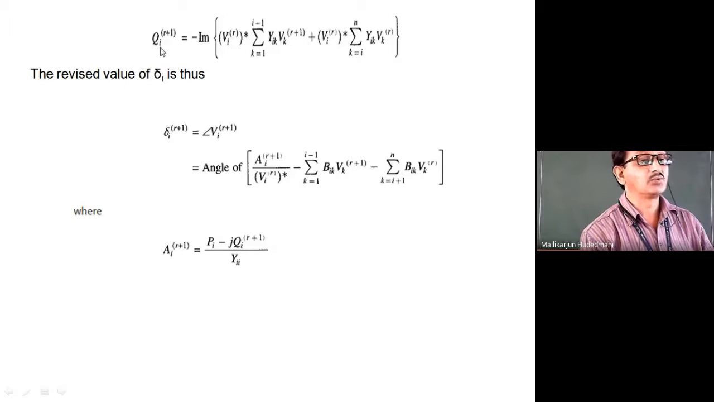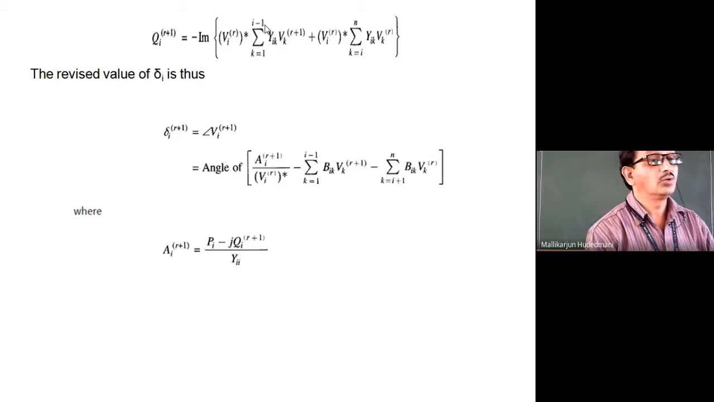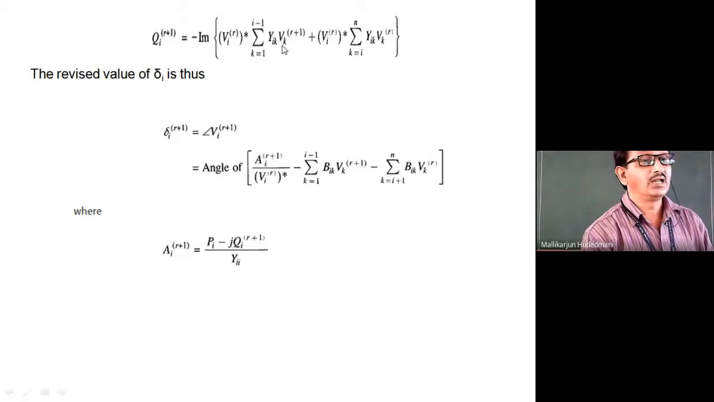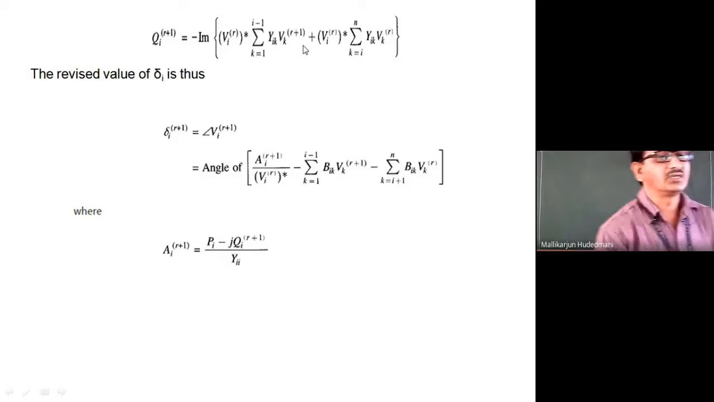One is the ith bus which you are working on. Up to i minus 1, that is k equal to 1 to i minus 1, we already have the solved voltage equation. And i plus 1 onward are yet to be solved. In that way, the product and sum is split into two terms.